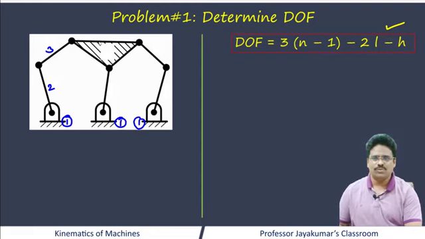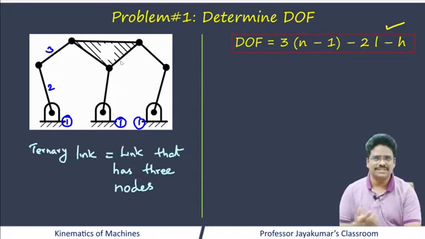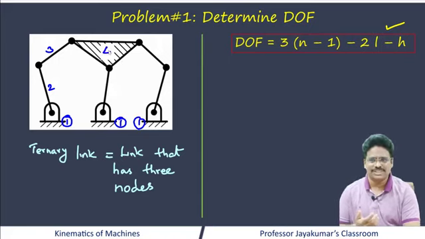Now what we have here might look like 3 different links. They are not 3 different links. That is known as a ternary link. A ternary link is nothing but a link that has 3 nodes. So this is link 4. Now we could call link 5, 6, 7. Number of links is equal to 7.